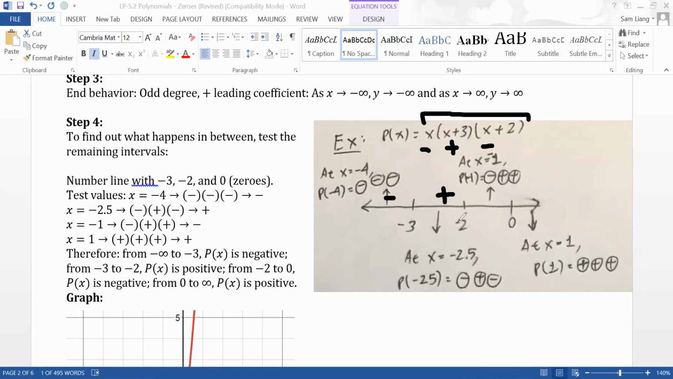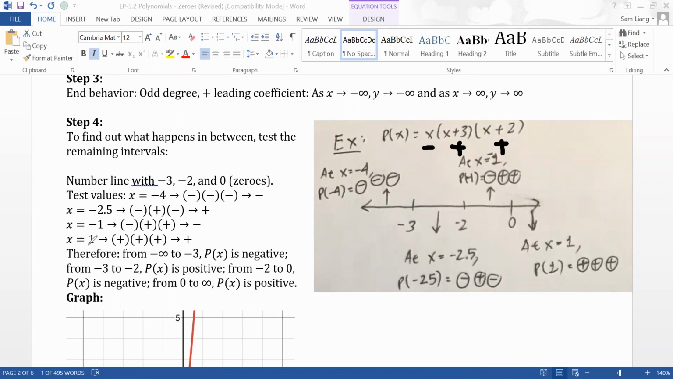That's what I'm going to test for the interval between -2 and 0. So for that, let me clear this. So it's going to be negative here, right? -1 is negative. -1 plus 3 is positive. -1 plus 2 is also positive. So this is going to be negative.